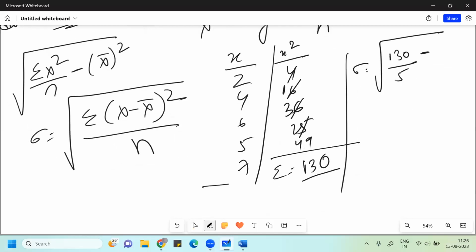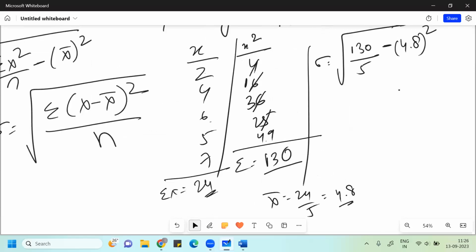What is x bar? Sum of data. Sum of data is how much? 2 plus 4 is 6, 6 plus 6 is 12, 12 plus 12 is 24. So sum of data is 24. What is the average of this? 24 by 5. That would be 4.8 if I'm not wrong. So minus 4.8 square. Okay, so just do this.